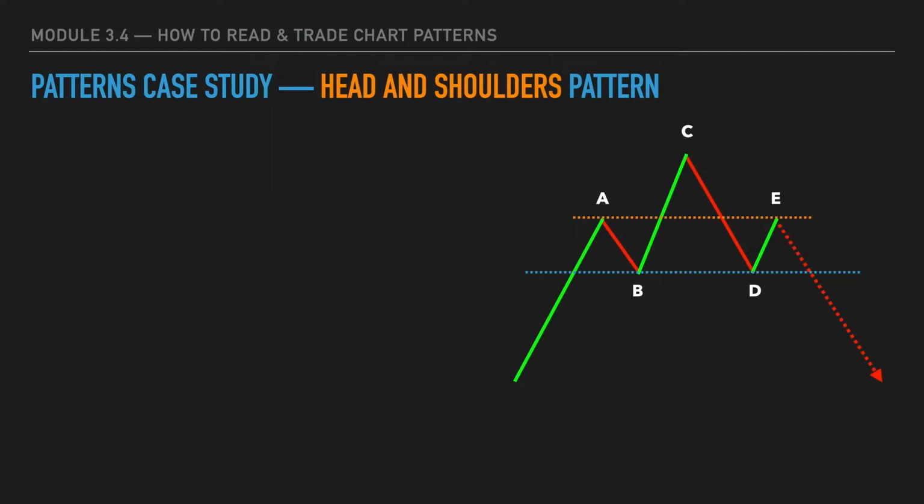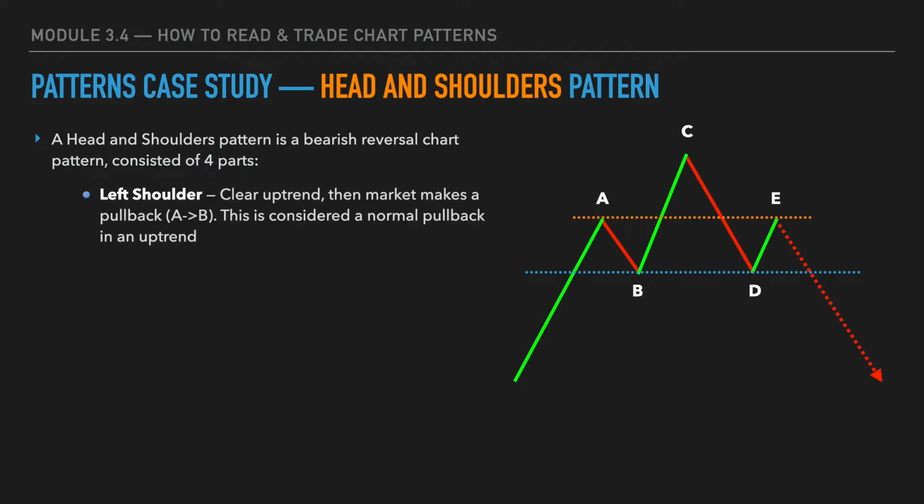Alright, now let's get into more details and do a case study. In this case study, we'll go through one of the most popular and also powerful patterns that every single professional trader should have in their toolbox. It's the head and shoulders pattern. A head and shoulders pattern is a bearish reversal pattern that consists of four important parts.